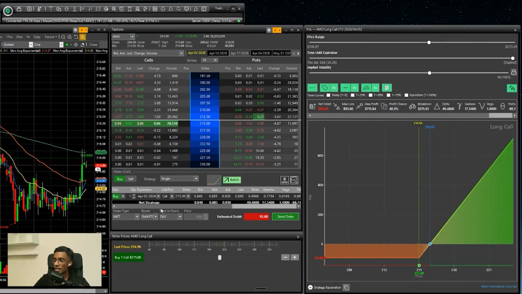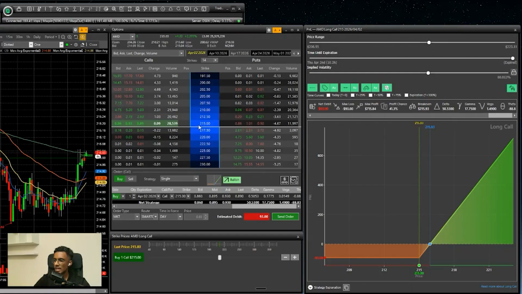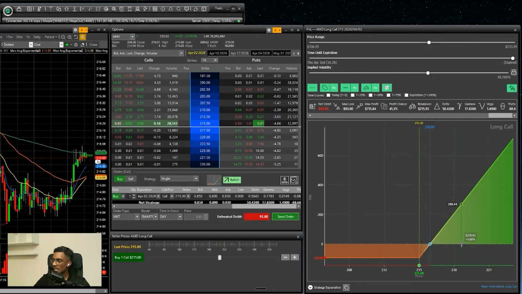Currently loaded in, I've got a long call. So if we just look at the chain, I've loaded up AMD, and we are currently looking at a call on the 215 strike, and we are buying the call. So it's a long call. And if you look on the right on the chart, you can see here the risk graph is extremely clear in what it's saying to us.